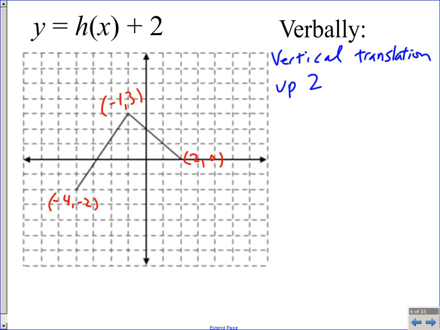What this does is takes all of our y coordinates and adds 2. So we're going to have a point at 2, 2. We're going to have a point at -1, 5. And we're going to have a point at -4, 0. Connect those dots, and we've simply taken this shape and moved it up.